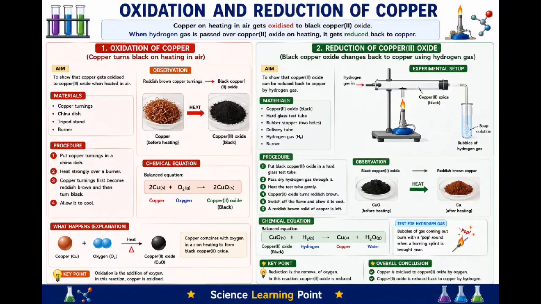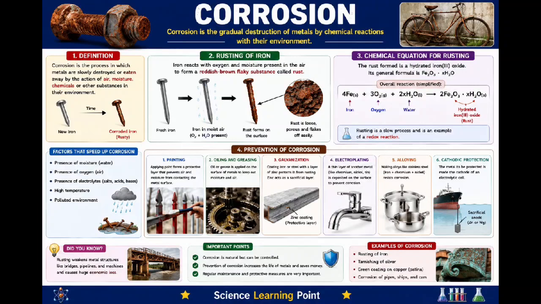Copper gains oxygen, so it is oxidized, and copper oxide loses oxygen, so it is reduced. And remember, oxidation and reduction occur together. These redox reactions are very important in metallurgy, industry, batteries and respiration. Now let's learn about corrosion.